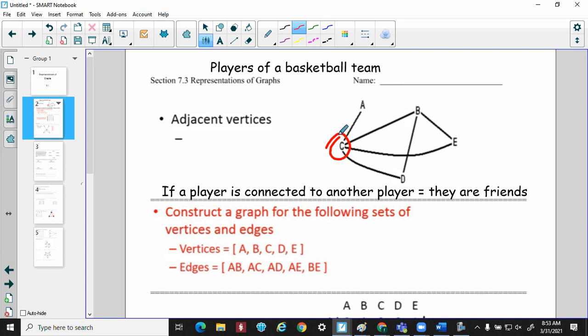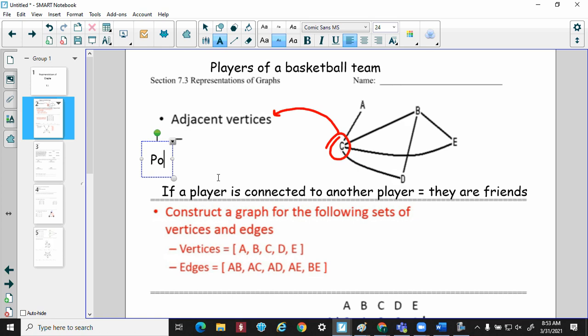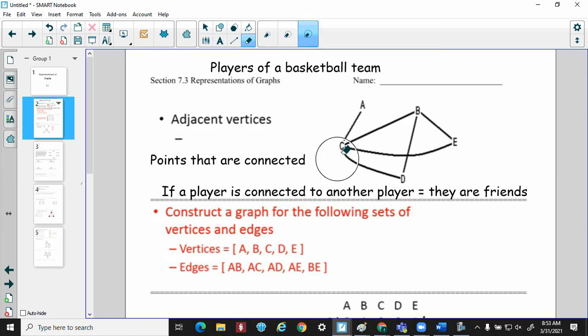Now, this example brings us to what is called adjacent vertices. Adjacent vertices are very similar to the example I gave you, and very simply, adjacent vertices are points that are connected. That's it. So if I was going to give you a very simple example, if I would say, hey, player B and E, are they adjacent? You would say yes, because there is a common line between the two.